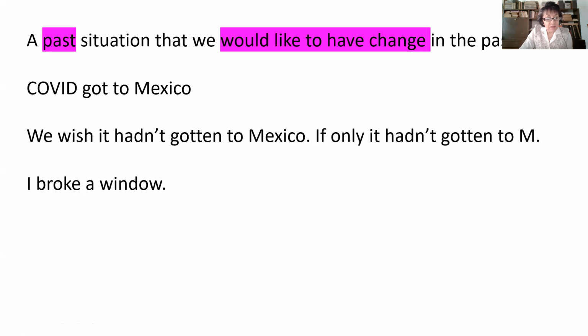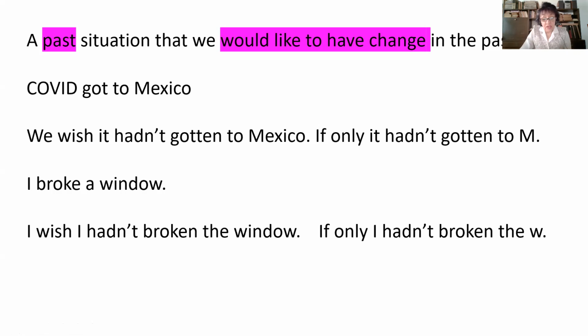Another example, I broke a window. That already happened. So I wish I hadn't broken the window. If only I hadn't broken the window. Okay, so now we can go through the book.